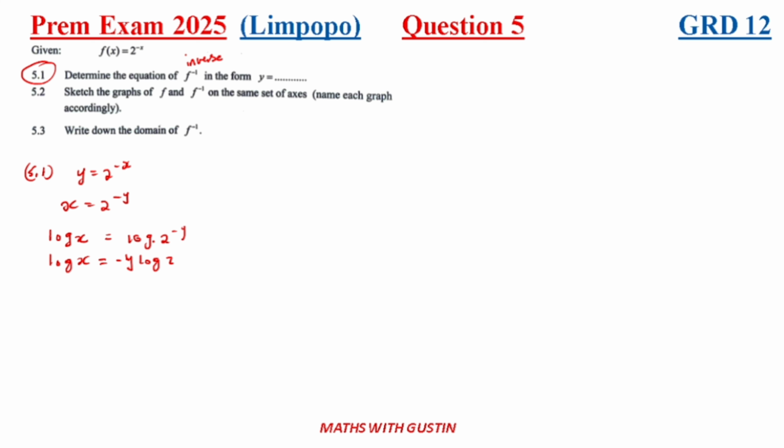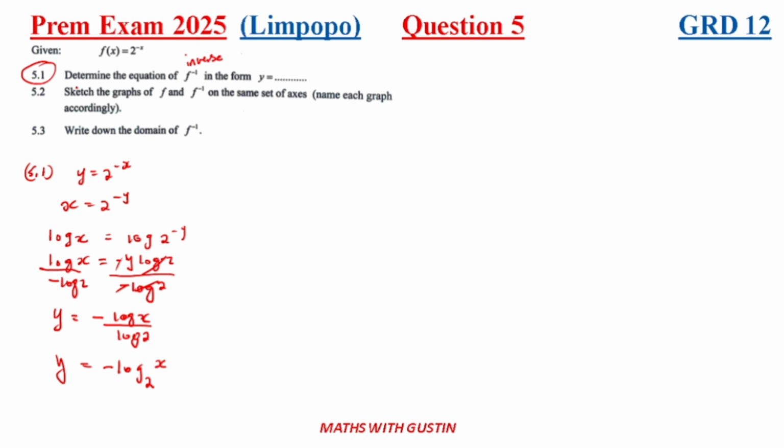So remember, now you are looking for y. So therefore, you'll divide by negative log 2. Log 2 would cancel out, and negative would cancel. You're left with y equals negative log x divided by log 2. Can you leave it like this? Yes, guys, you can leave it like this, or you can rewrite it in terms of having a base, so it is going to be negative log base 2 of x.